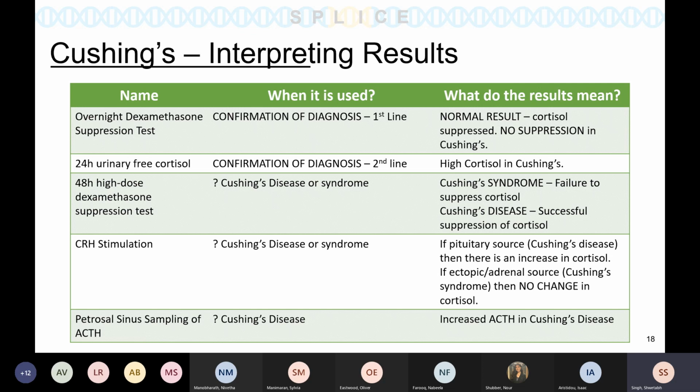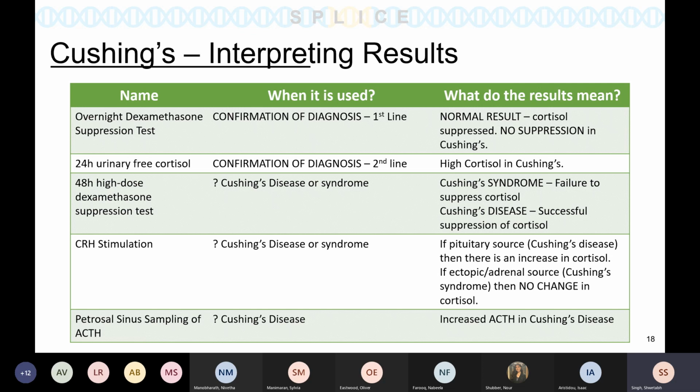Overnight dexamethasone suppression test. What happens here is you give someone dexamethasone, and in somebody who doesn't have any adrenal abnormalities, cortisol is suppressed, because if you take that dexamethasone, your body realizes, okay, I'm taking these external steroids. The body doesn't need to produce this cortisol now because we've got this external source of steroids. In a Cushing's picture, there is no suppression. Now the 24-hour urinary free cortisol does what it says on the tin. You detect a high cortisol in Cushing's.